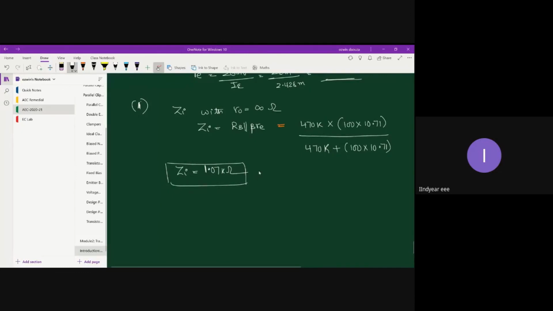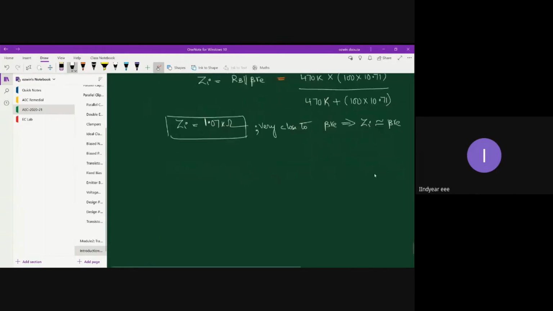You can see that. Let me write a proper comment over here. Very close to beta RE. That implies your ZI is approximately close to beta RE. This is what we had predicted, right? If your RB were 10 times greater than beta RE, then your overall input impedance will be very close to beta RE itself. This is the end result. Fine, so that's your ZI.